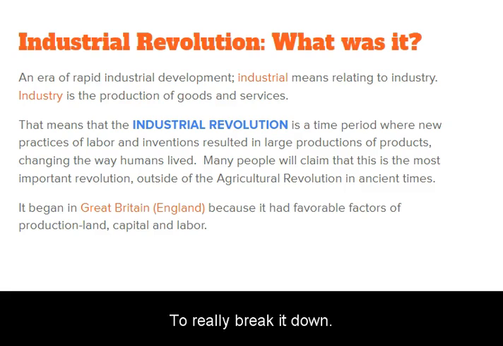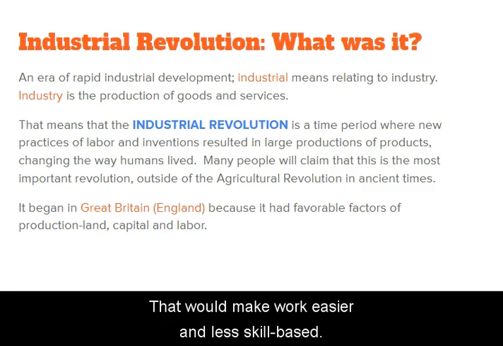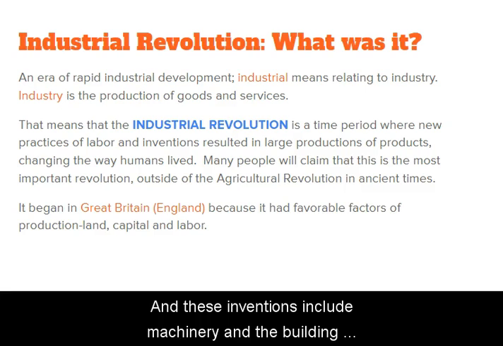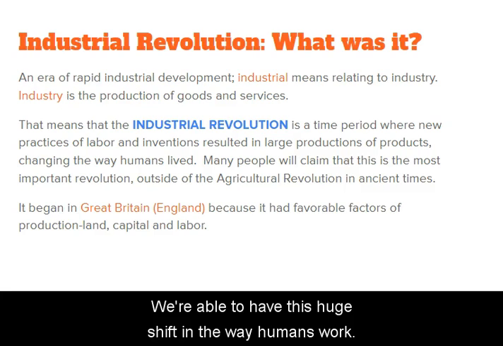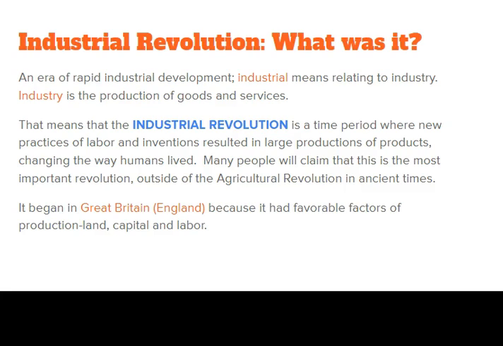To really break it down, because we had a large population looking for new kinds of work, and because of new inventions that we're going to look at in a few slides that would make work easier and less skill-based, and these inventions include machinery and the buildings and use of factories, we're able to have this huge shift in the way humans work. And it would all begin in Great Britain.